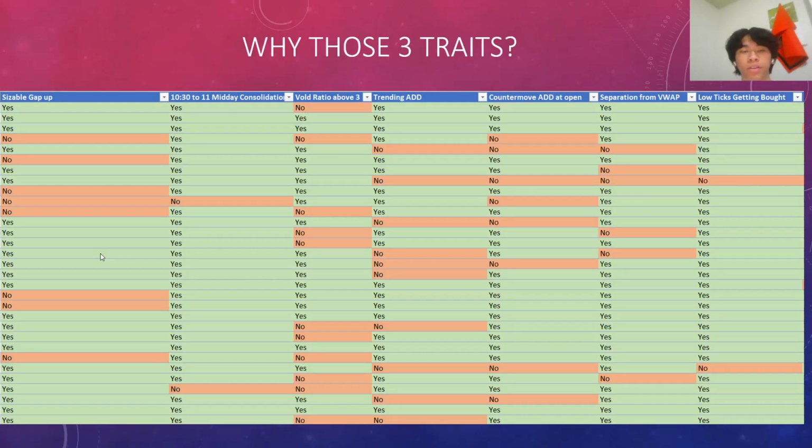So why are these three characteristics important to me? Well, because when I went back and I looked at all of the trending days for the past year, the most notable ones are that most trending days have a midday consolidation. Most of them have separation from VWAP, and most of them, the ticks are getting bought up.